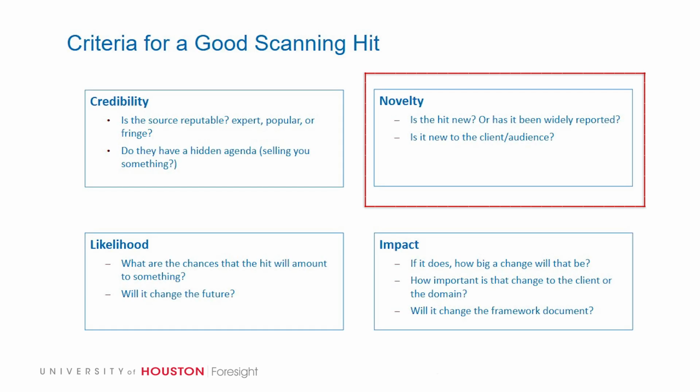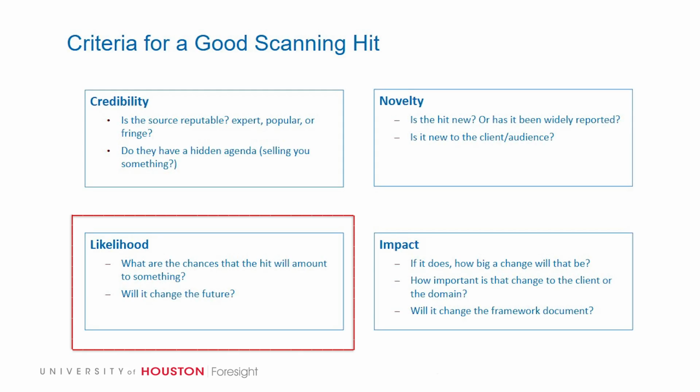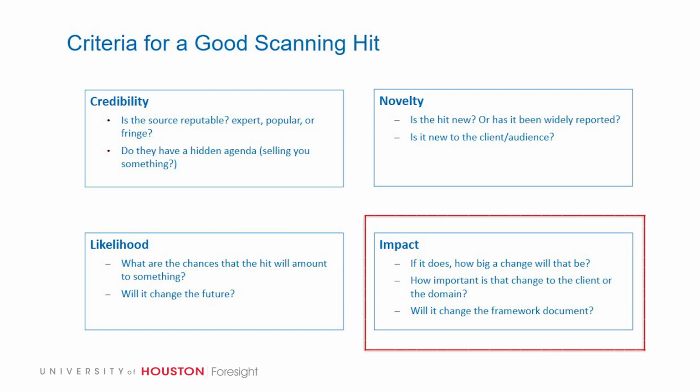Novelty: is the signal new, or has it been widely reported? Is it new to the client or audience? For example, a signal on the impact of rare earth mining for EV batteries may be important, but not new. Likelihood: what are the chances that the signal will amount to something? Will it change the future? Impact: if the signal does amount to something, how big a change will it be? How important is that change to the client or the domain?